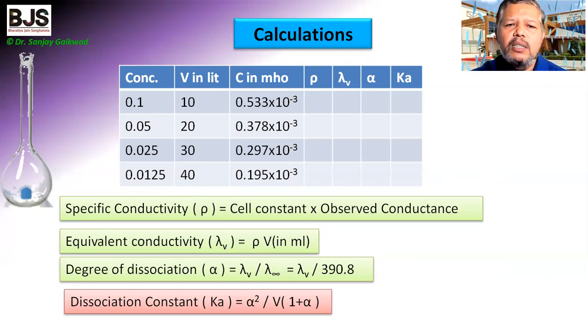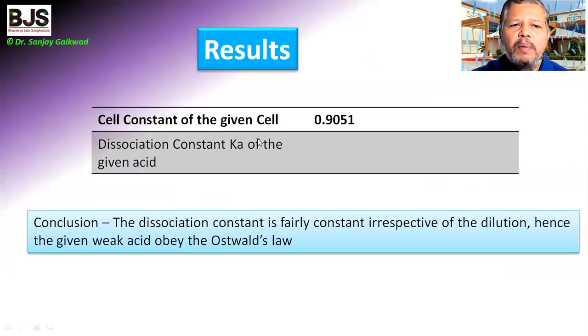Since we are using this experiment for the determination of the dissociation constant, in the result we write that the cell constant of the given cell is 0.9051, and the dissociation constant for the given acid is the average value of Ka. If all the values of Ka are nearly the same, then in the conclusion we can write that the dissociation constant is fairly constant irrespective of the dilution, and hence the given weak acid obeys the Ostwald dilution law. This is the first experiment related to conductometry.